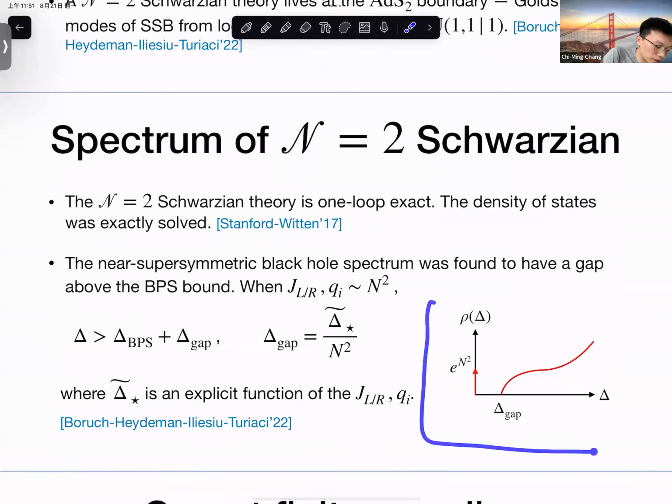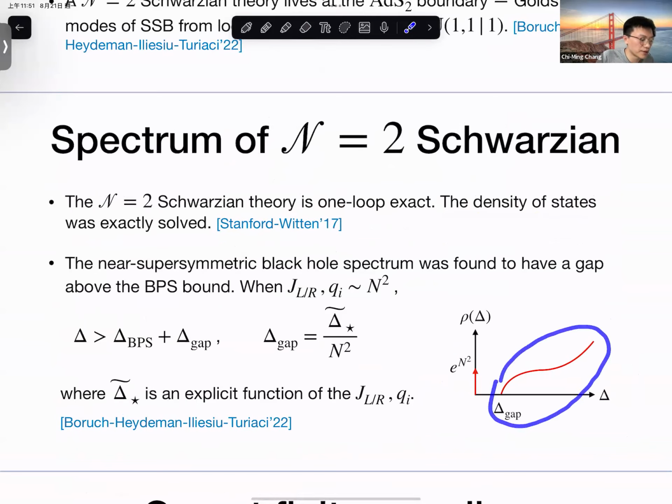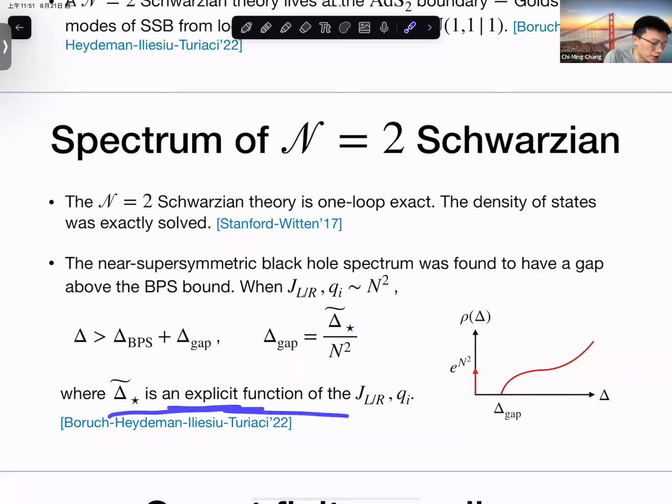So here I draw a schematic picture for the density of states. First, there are a lot of true BPS states at zero anomalous dimension, and then there's a gap for the non-zero anomalous dimension, these non-BPS operators. And in the bulk, they see that the gap is proportional to some number divided by n squared, and this delta tilde star is actually some explicit function of angular momentum and the charges that can be computed from the bulk side.